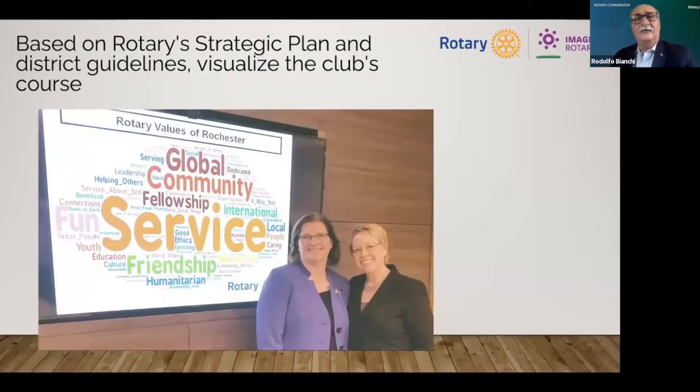Based on Rotary's strategic plan and district guidelines, visualize the club's goals. How can we adapt Rotary's strategic plan to our clubs? We have to ask ourselves, how do we want our club to be in the next 3 to 5 years? Do we want it to be more diverse? Are we interested in involving our community more in club activities? Or do we look for ways to realize more meaningful projects?